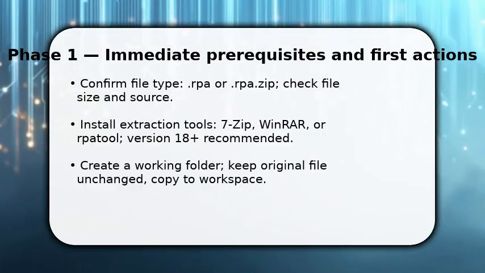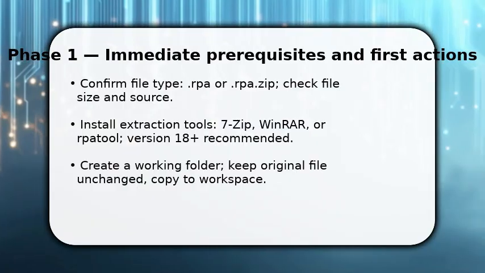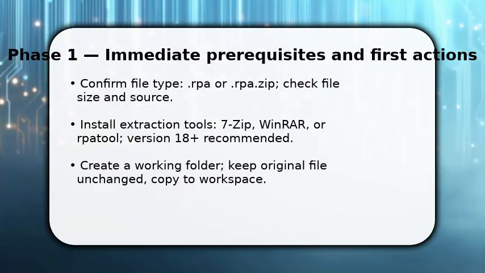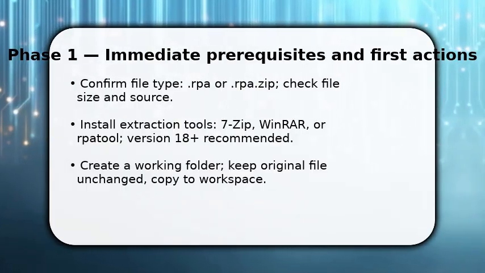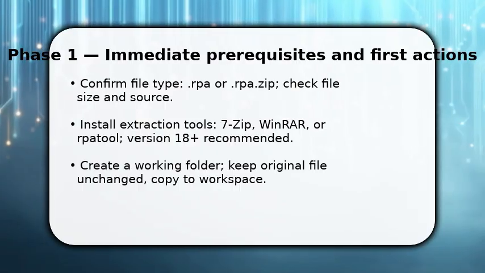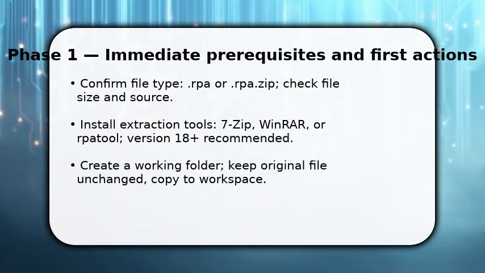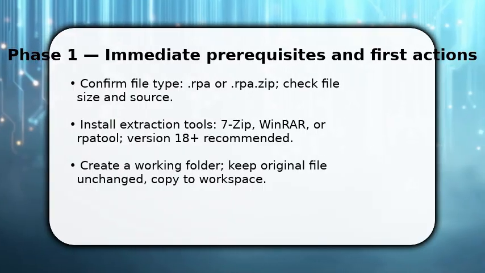You start by preparing the file and tools. Open the folder where the RPA sits, then copy it into a separate working directory so you keep the original safe. Make sure you have 7-zip or WinRAR installed or a dedicated RPaddle. Newer versions handle compression changes.